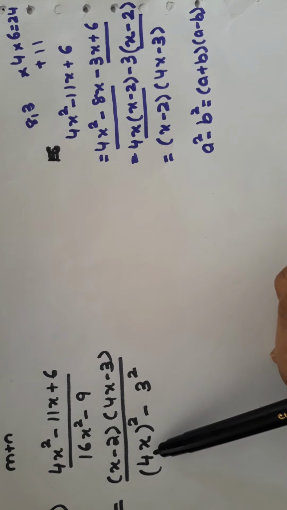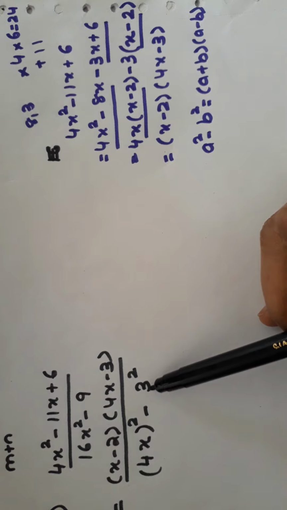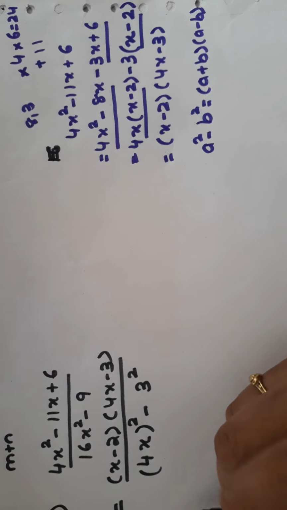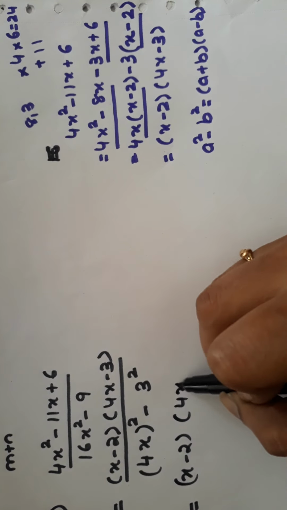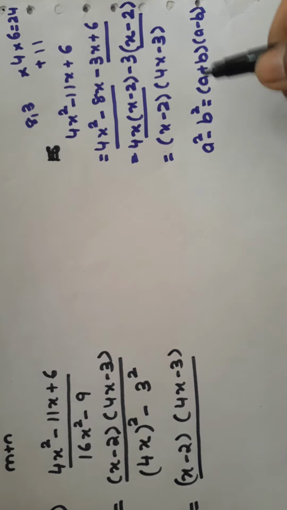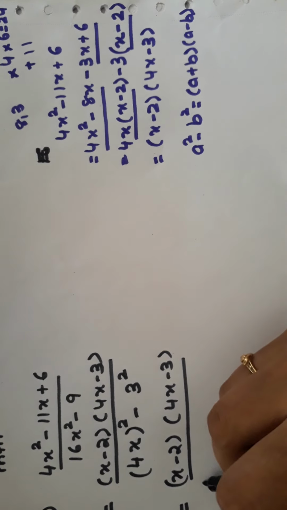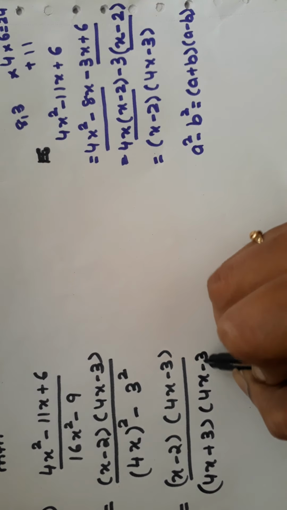Now here you can use law of integers. 4 square is 16, x the whole square is x square, minus 3 square is 9. So you're getting 16x square minus 9 back. So now use the expansion formula. Replace a by 4x and b by 3. 4x plus 3, 4x minus 3.